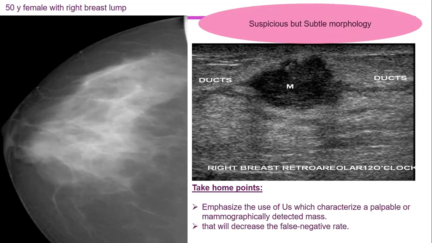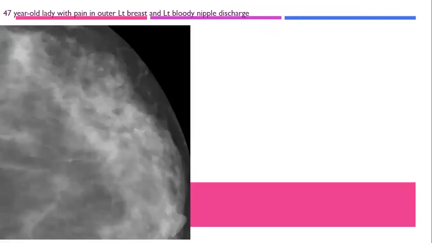So we have to emphasize the use of ultrasound, which characterizes a palpable abnormality or mammographically detected mass, to decrease the false negative rate. This patient is a 47-year-old with left breast pain, and I think she has some nipple discharge from her left breast. And this is also the zoom image.